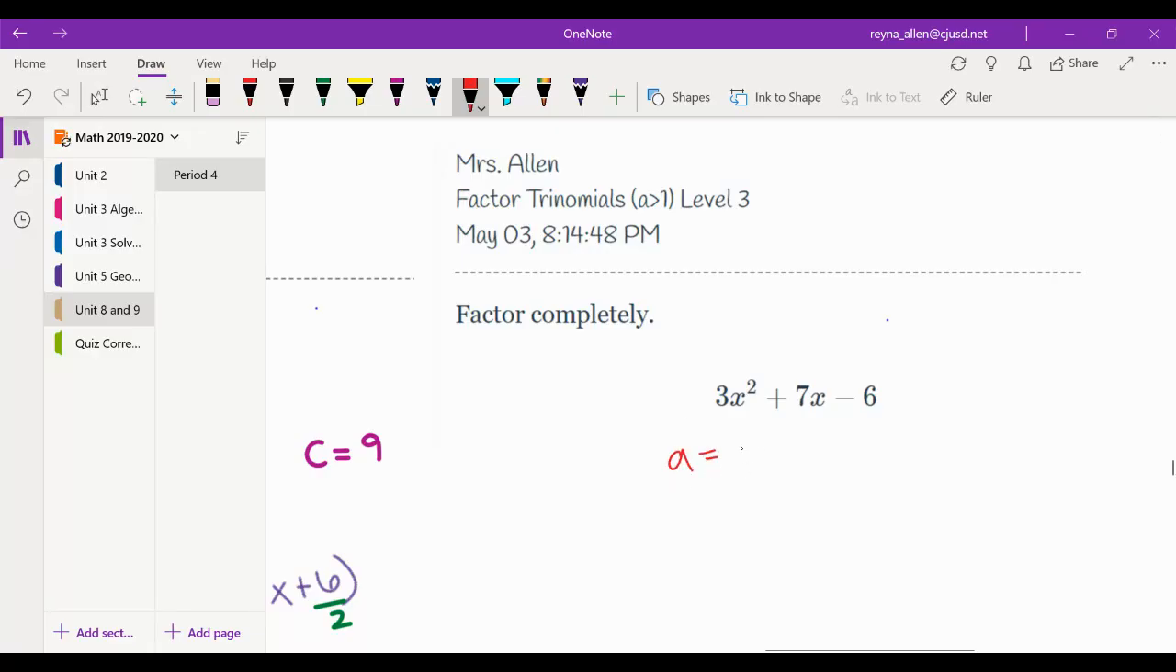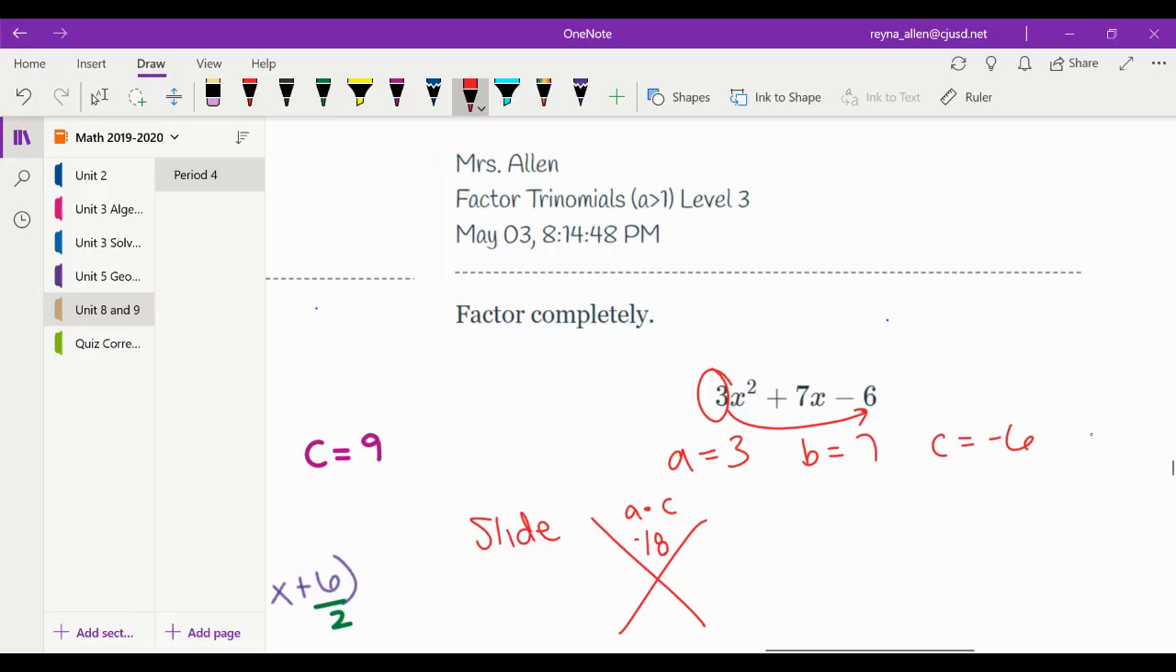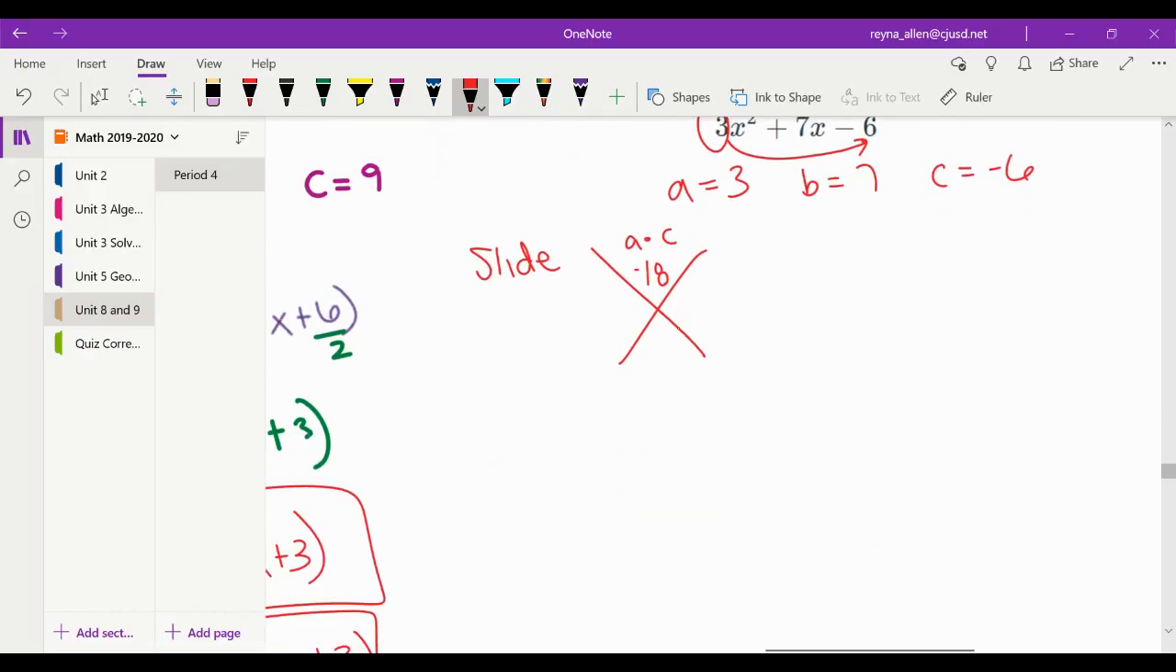So let's see, A, B, and C. Okay, first step is slide. So we multiply A times C. And then the bottom is 7. Okay, now we need some multiples. So we got 18 and 1. We have 2 and 9. And then we got 3 and 6. So these need to add up to 7.